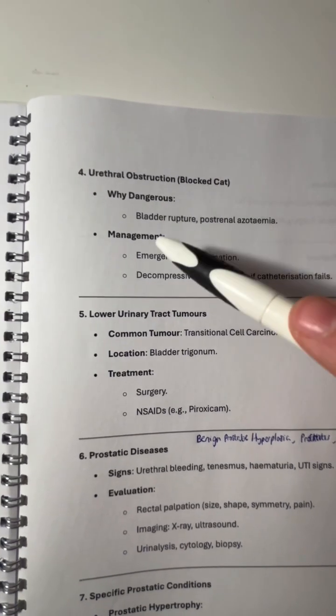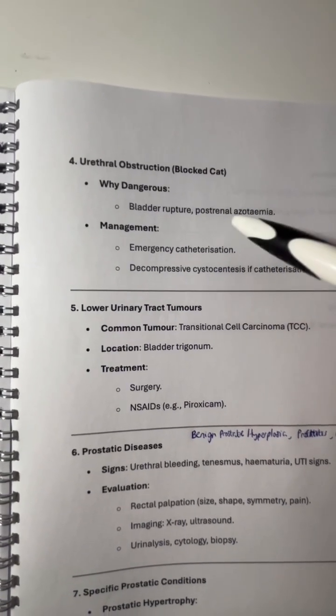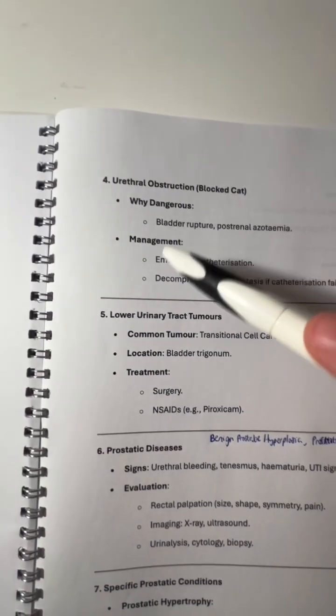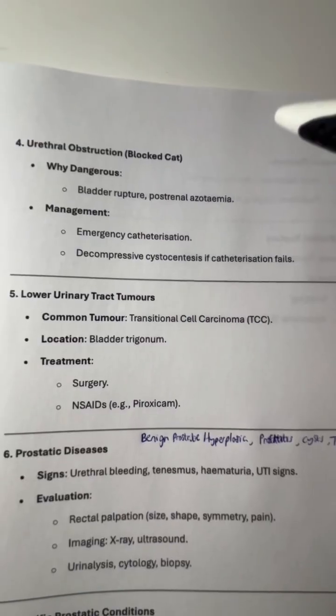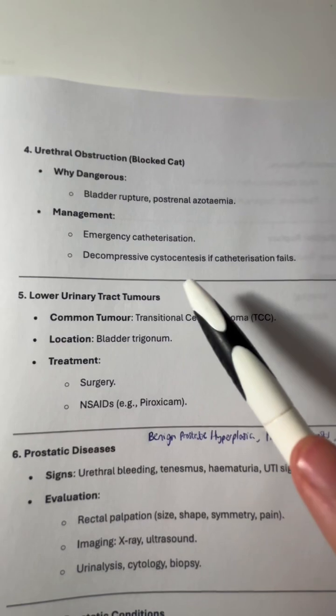For urethral obstruction, it happens in cats. It's dangerous because it can lead to a bladder rupture and cause post-renal azotemia. It is treated with emergency catheterization, and if that doesn't work, you can do a decompressive cystocentesis.